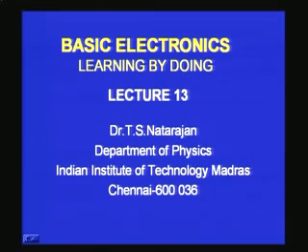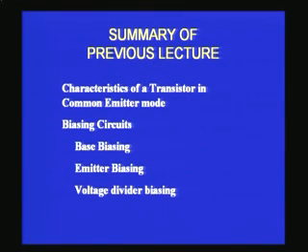Today in our series of lectures on basic electronics, learning by doing, we will go further. Before we do that, let us quickly recollect what we did during the last lecture. You might remember we discussed the characteristics of a transistor, specifically in common emitter configuration, and we also discussed some of the biasing schemes like the emitter biasing, voltage divider biasing, etc., and we tried to do some simple numerical examples, problems based on the biasing concepts.